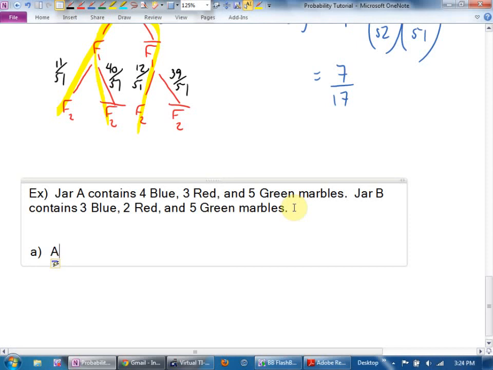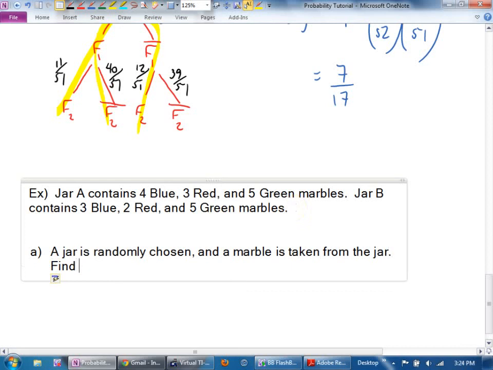A jar is randomly chosen, and a marble is taken from the jar. Find the probability that it is green. How many events are going on here? Two.